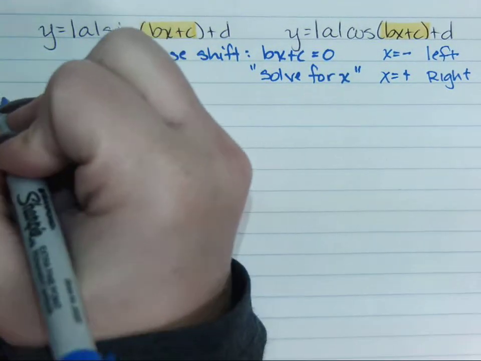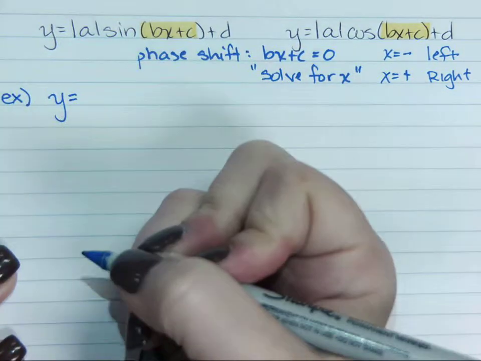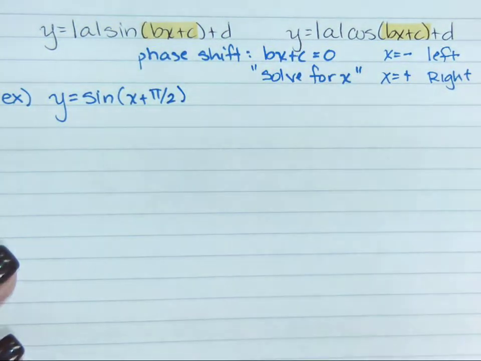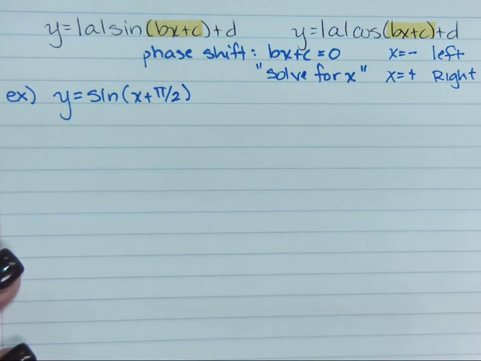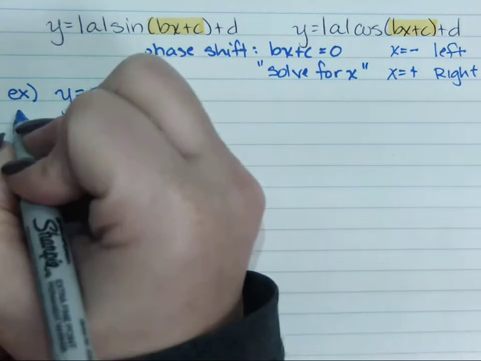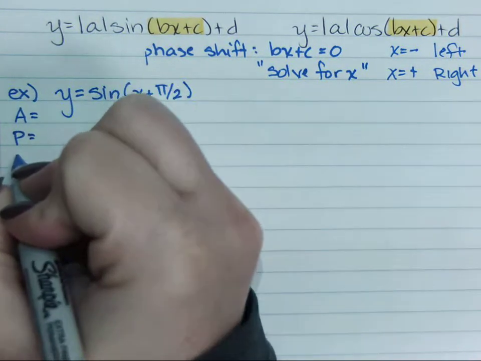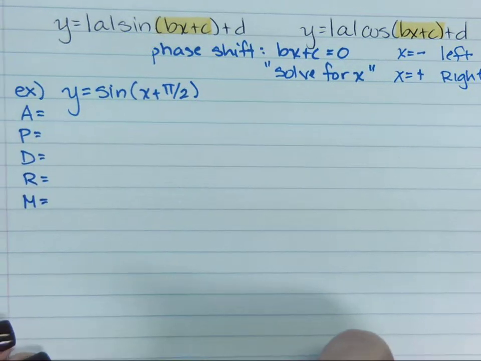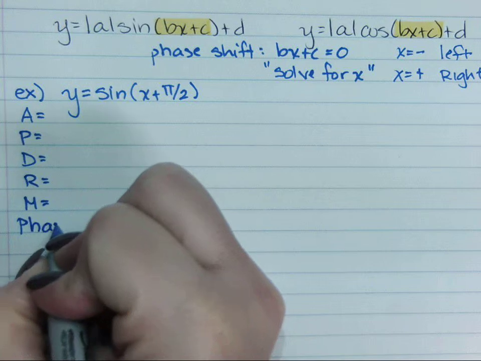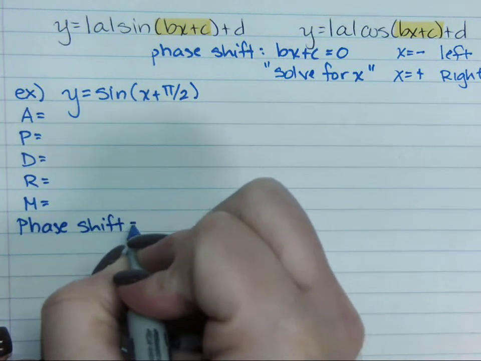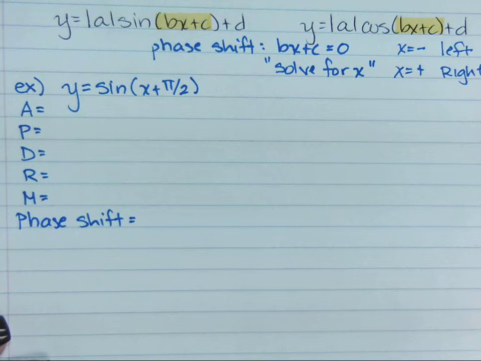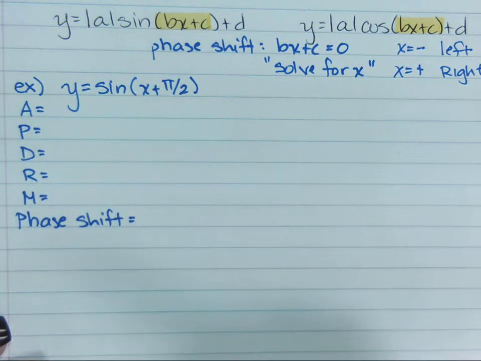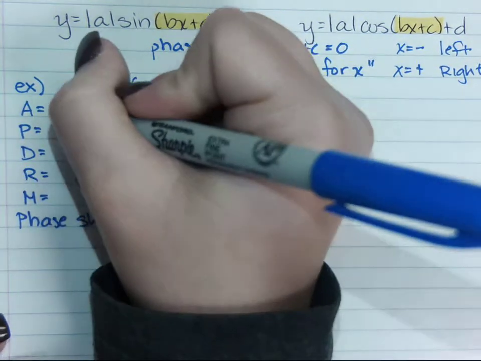So for example, let's try graphing y equals the sine of x plus pi over 2. We'd still like to identify all of our key aspects here: our amplitude, period, domain, range, midline. And now we also have to add in a new one, which is our phase shift. So something extra, just one more piece. In your amplitude, again, that's always the absolute value of whatever number is sitting right here in front of your trig function. So my amplitude here is going to be 1.